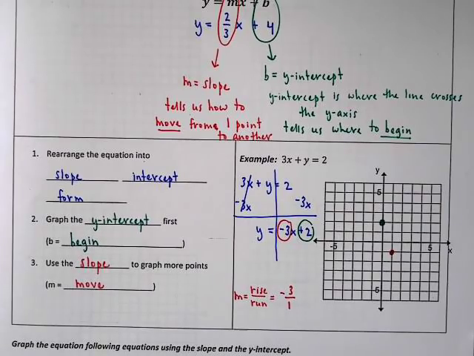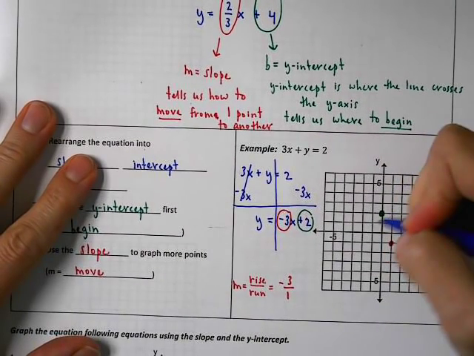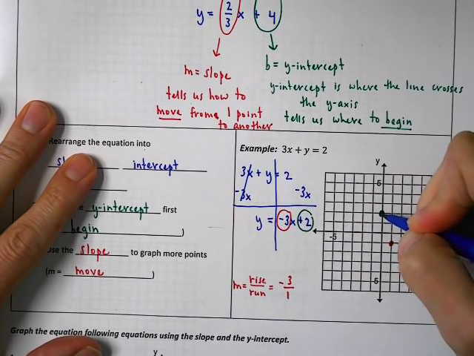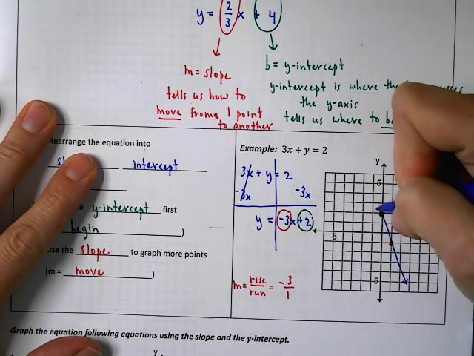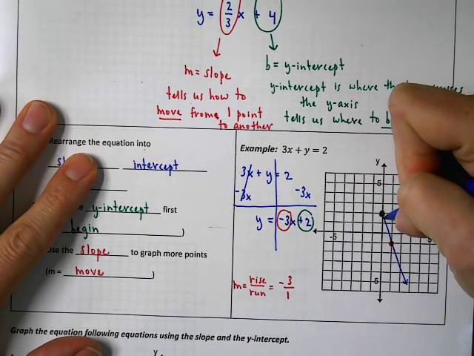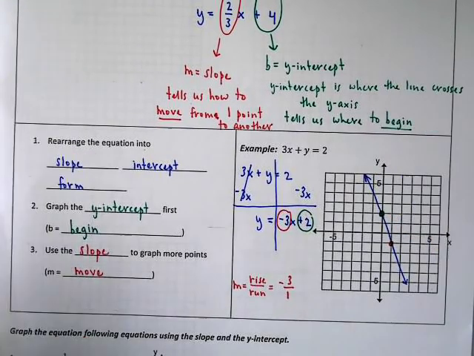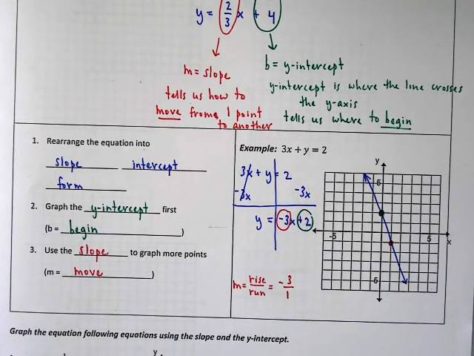Once I have my 2 points, then I can just draw a straight line between those points. So I would use a straight edge. I don't have one with me, but you should absolutely use your straight edges here. And I'm going to draw a straight line through those points. So that's how we graph using slope-intercept form.